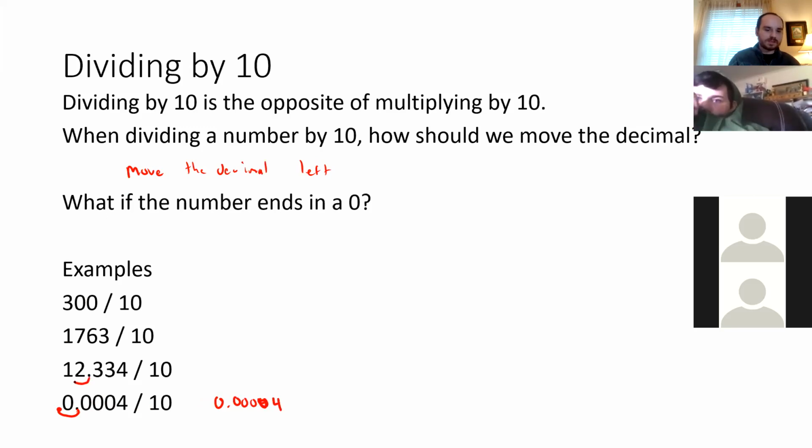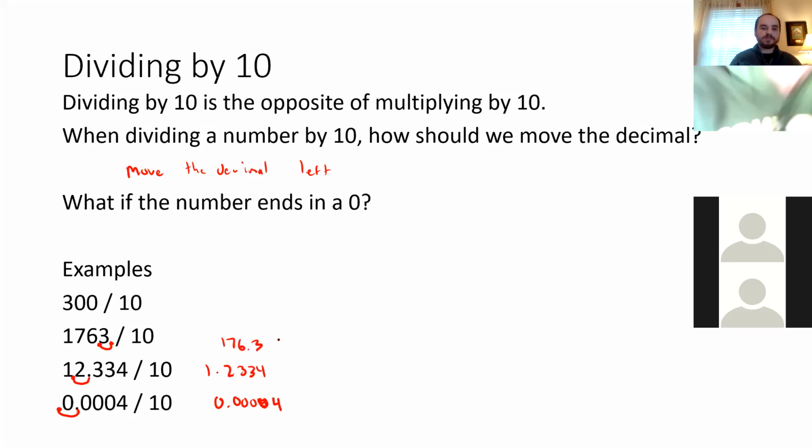With this one, we can move the decimal one place to the left. We get 1.2334. With this one, the decimal is effectively at the end, remember. So we just move this one spot to the left. We have 176.3. But what do we do if the number ends in a 0?